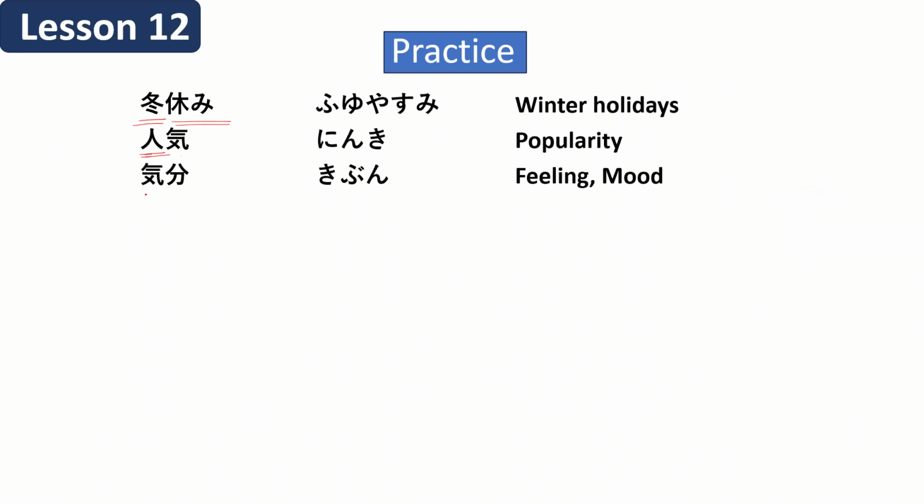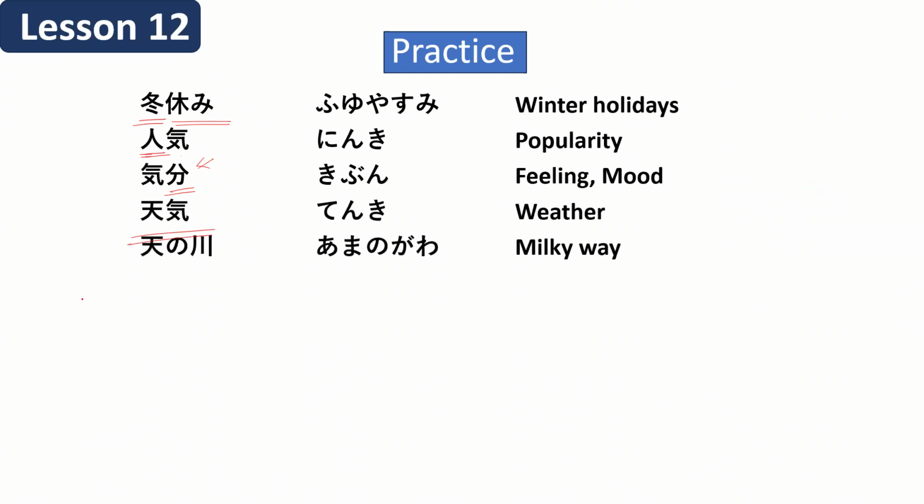Ki. Bun. Bun is actually minute. Kibun. Here it is used as feeling, mood. Tenki is weather. Amanogawa is Milky Way.